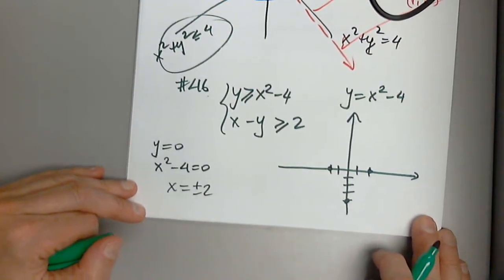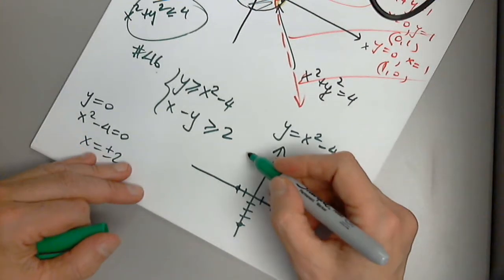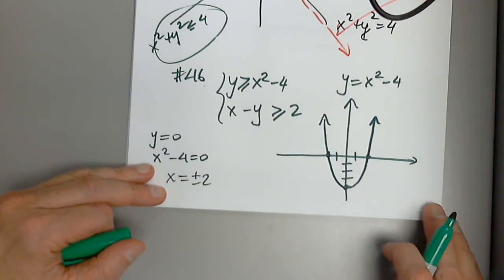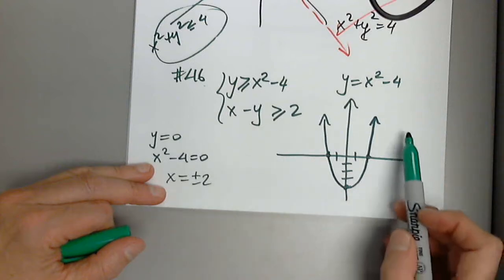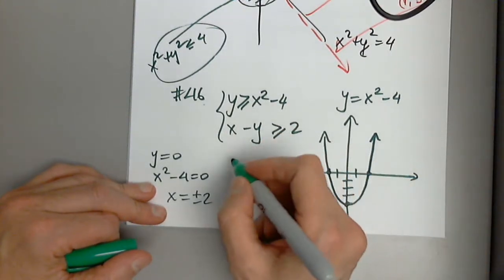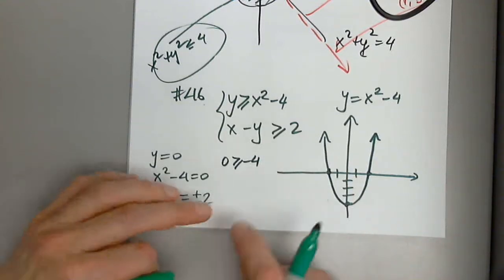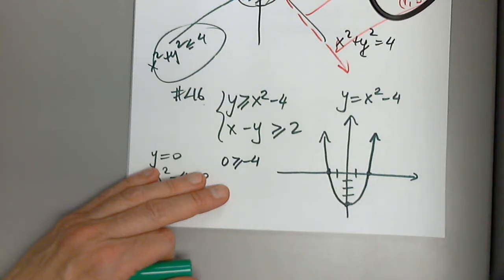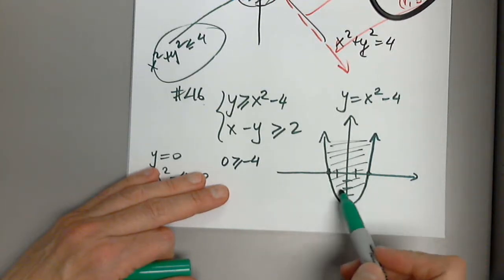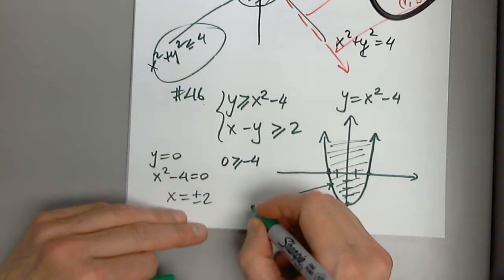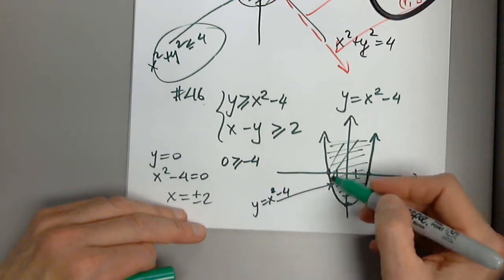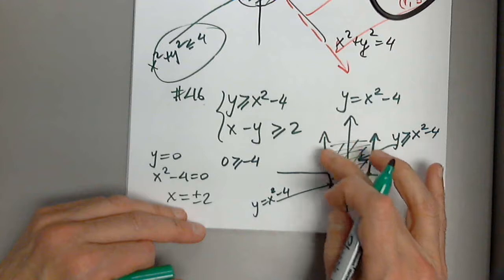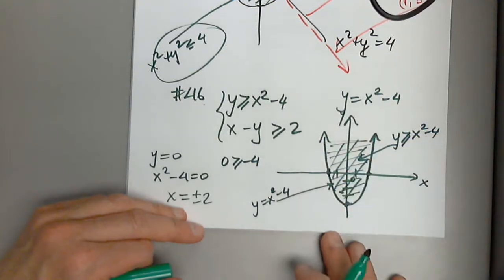Solid curve? Yes. We know it divides the entire plane into 2 regions, the inside and the outside. I will check with the origin again. 0 greater than or equal to -4. If you say true, I'll shade in the inside. If you say false, I shade in the outside. It's true. So first of all, this is y equals x squared minus 4. The inside is y greater than or equal to x squared minus 4, including points on the parabola.